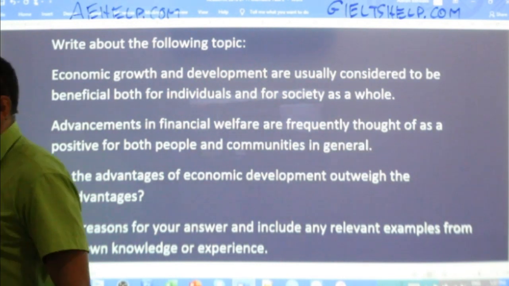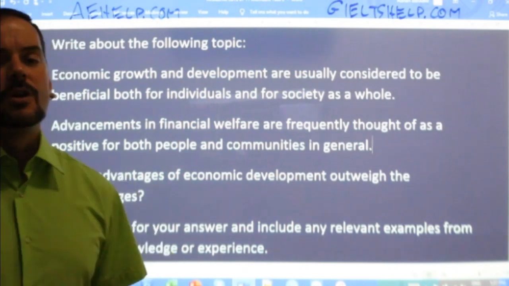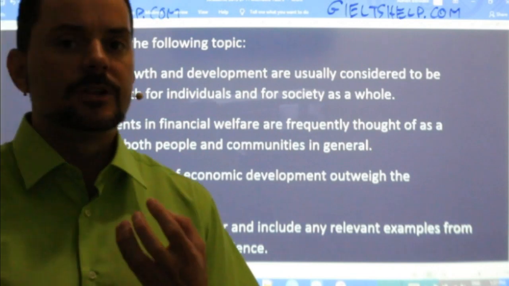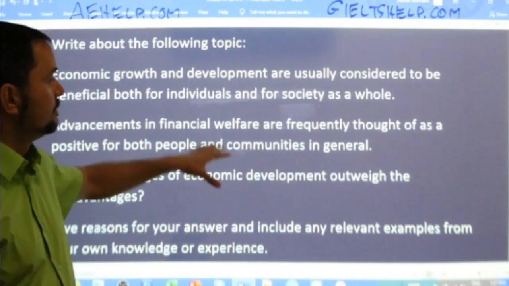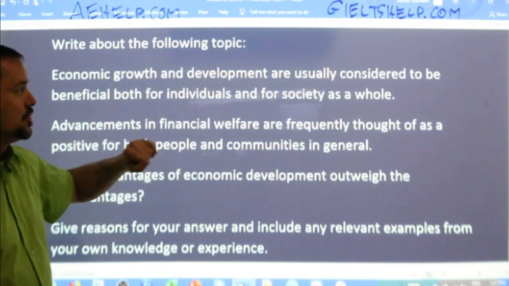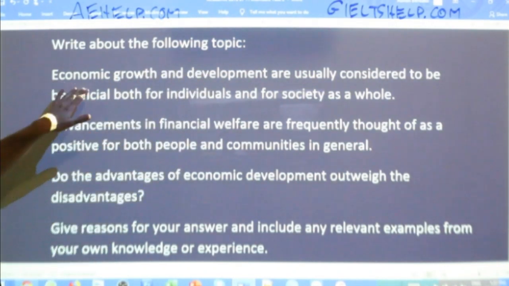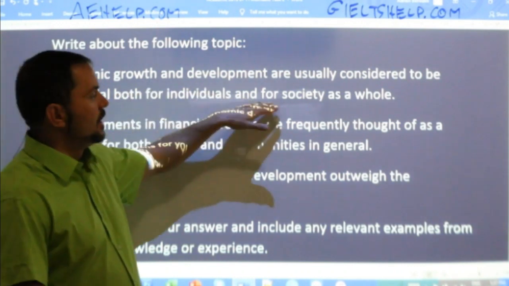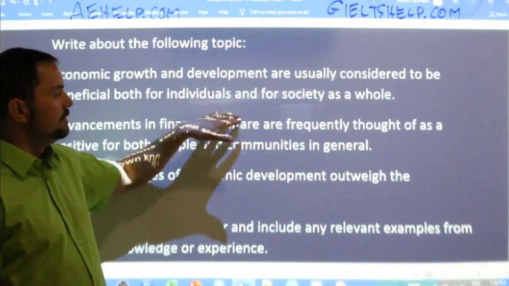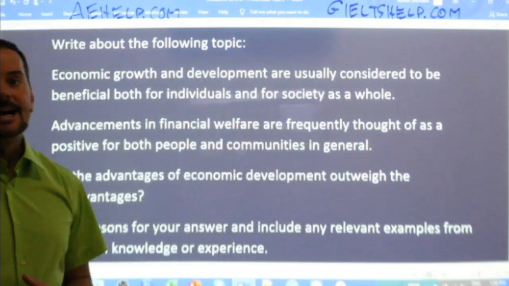Okay. So you're always reaching for that maximum paraphrasing, meaning saying it with as different words as possible from the original, but still with the same information. Okay, so here's an example of that. Economic growth and development are usually considered to be beneficial both for individuals and for society as a whole.